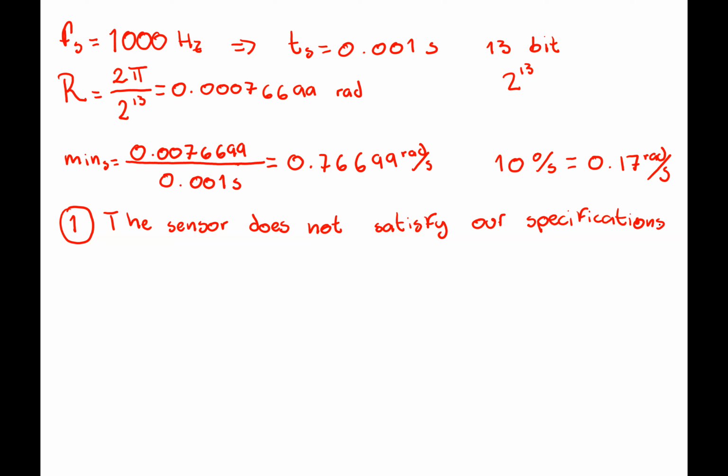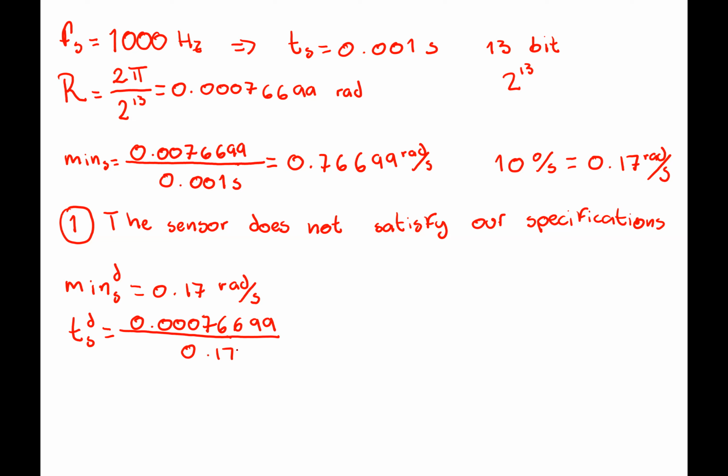Now, our second question is, okay, we can reduce the frequency at which we are measuring to match our specification if we want to use this specific sensor. So to do that, we check our minimum desired speed, which, as we said, is 0.17 radians per second, and our minimum desired sampling time is going to be the resolution of our sensor, which is 0.76699, divided by our desired minimum speed, and this is 0.0045 seconds.